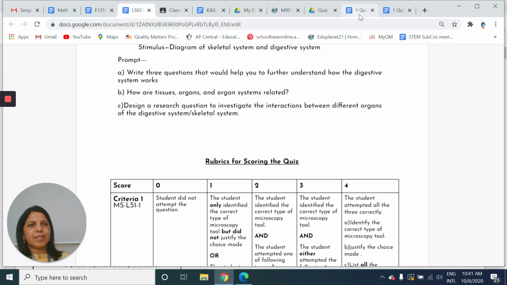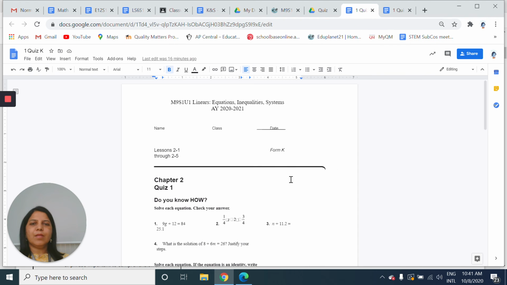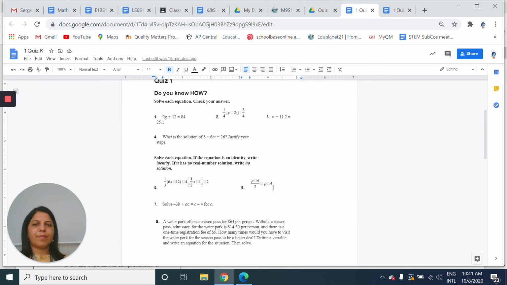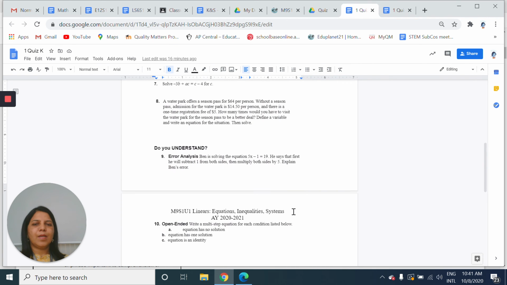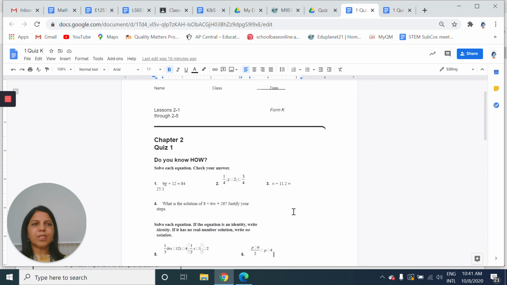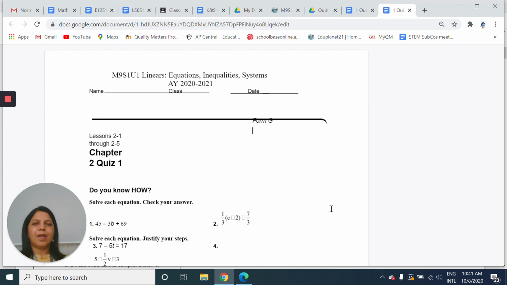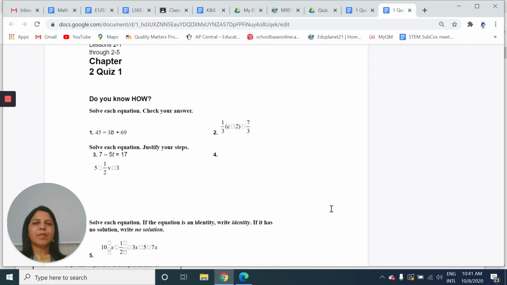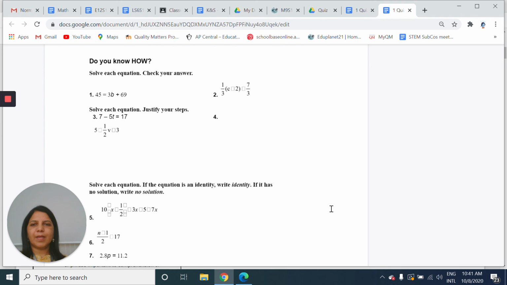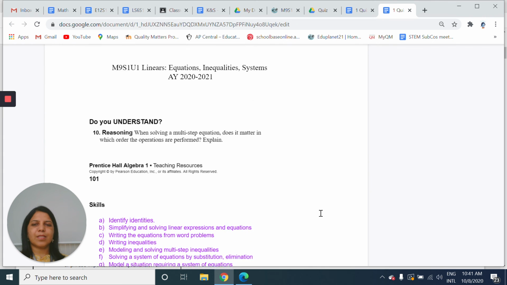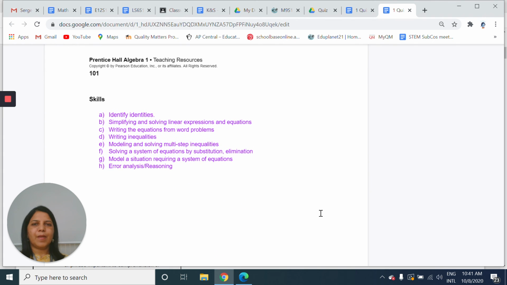Now let us have a look at another quiz. This is a quiz from Maths, grade 9, S1U1, Linear Equations, Inequality Systems. These are the questions. This is one quiz which would be given to certain classes. This is another quiz which would be given to different classes of the same grade level. So if you see, the questions are different, but actually the skills being assessed are the same in both the quizzes.